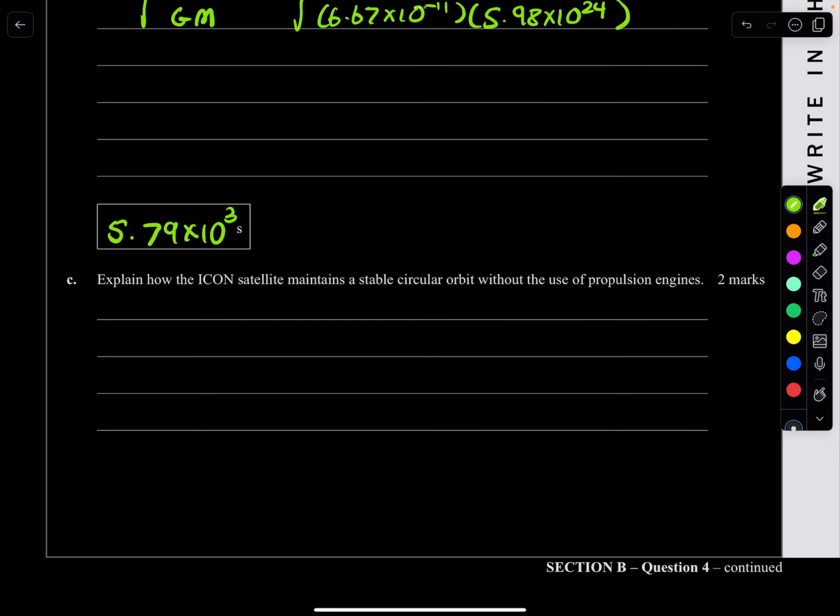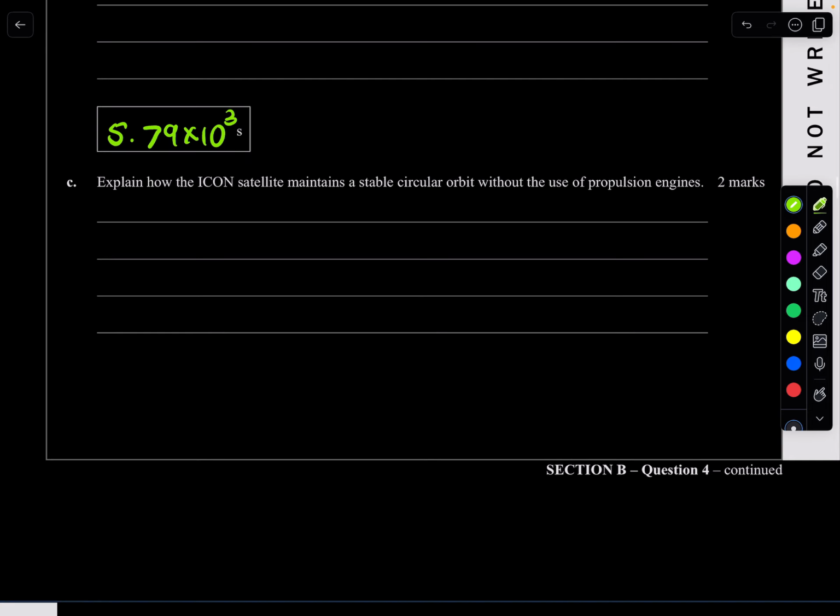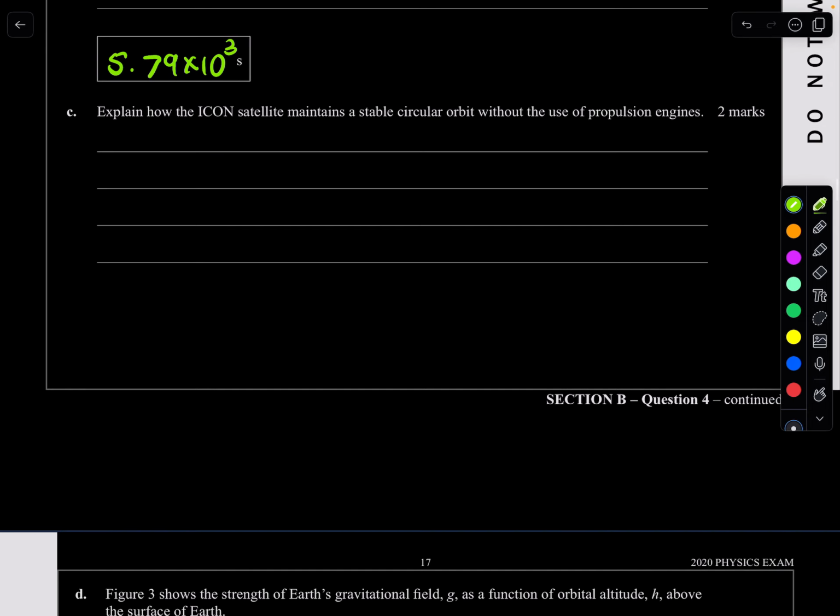C. Explain how the ICON satellite maintains a stable circular orbit without the use of propulsion engines. What a nice question. I think this question has been used in those old exams. If you haven't done those old VCAA exams, I think below 2015, you would see this kind of question a lot. It really is quite easy to answer, but a lot of students might not understand what to give the examiners to get full marks. And I'm going to show you what you need to answer.